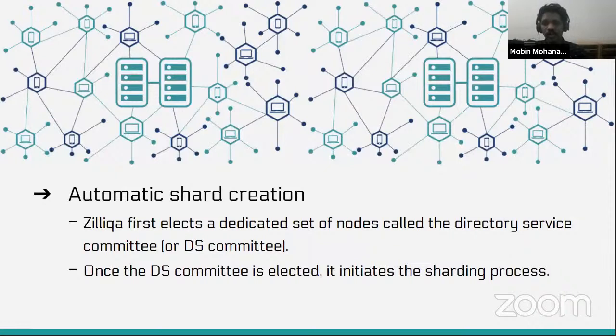And our next issue was shard creation. Zilliqa has automatic shard creation. Zilliqa elects a group of nodes, which we call the Directory Service Committee or DS Committee, and each of these nodes is selected using the proof of work mechanism. This committee supervises the creation of the shards, and once the committee is elected, it initiates the sharding process, and this committee determines how we divide the network into multiple concurrent networks. So the DS committee determines the process of sharding in Zilliqa.